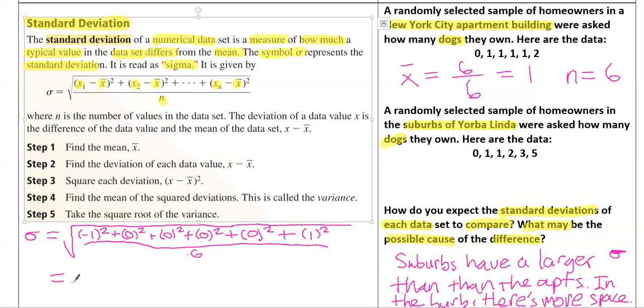Okay, so now let's really figure this out. Negative 1 quantity squared is 1. That's 0, 0, 0, 0. That's 1. So that's 2 over 6. So what we're going to end up having is the square root of 2 over 6, which is equal to the square root of 1/3. And the square root of 1/3, what times itself is 1/3? Not really clear. You actually end up getting this really gross thing.